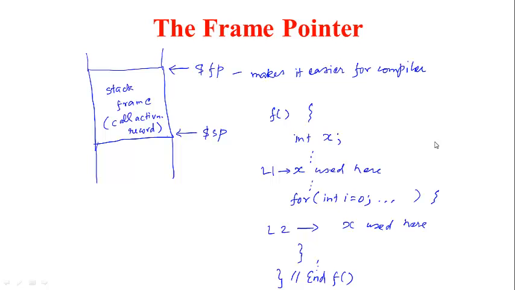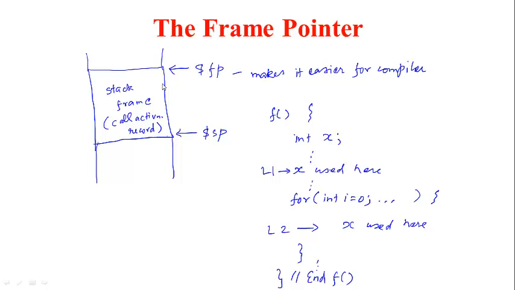Now MIPS provides another register which can potentially be used by the compiler to make its job easier. This is known as $FP, which stands for the frame pointer. So recall the stack frame from the earlier discussion. This is the stack frame for a particular function or call activation record. $SP points to the bottom of the frame. $FP, if used, will point to the top of the frame.